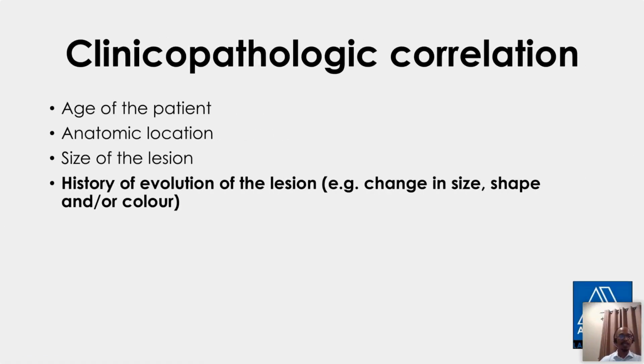So this particular case highlights the importance of clinico-pathologic correlation, which is why we would really like it if we can be provided with not just the age of the patient, but also the anatomic location. The reason being that some melanocytic lesions at certain locations can look ugly and mimic melanomas. So if we don't know where the biopsy or excision is from, we might end up calling it melanoma when it's not. Knowing the size of the lesion also helps, and more importantly, the history of evolution of the lesion, such as the change in size, shape, and or color of the lesion. These are very important for us.